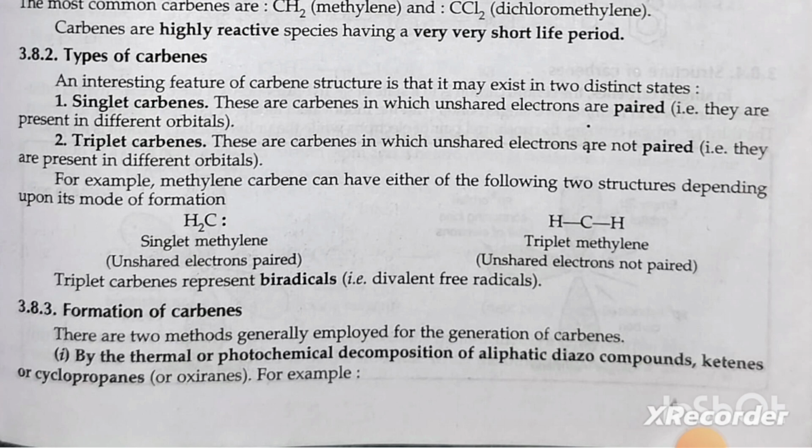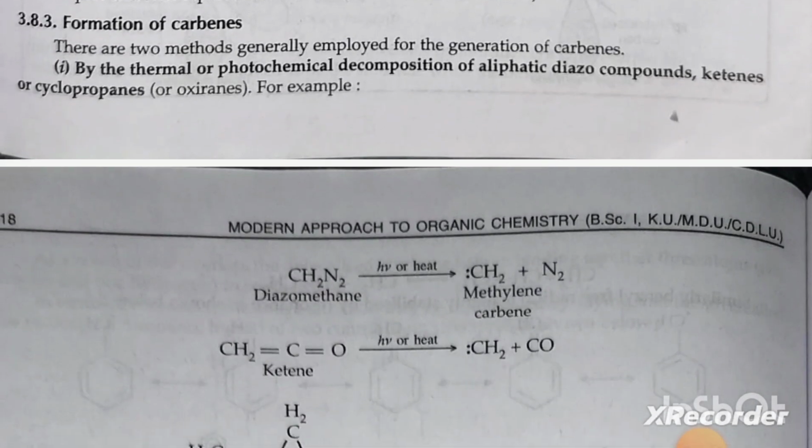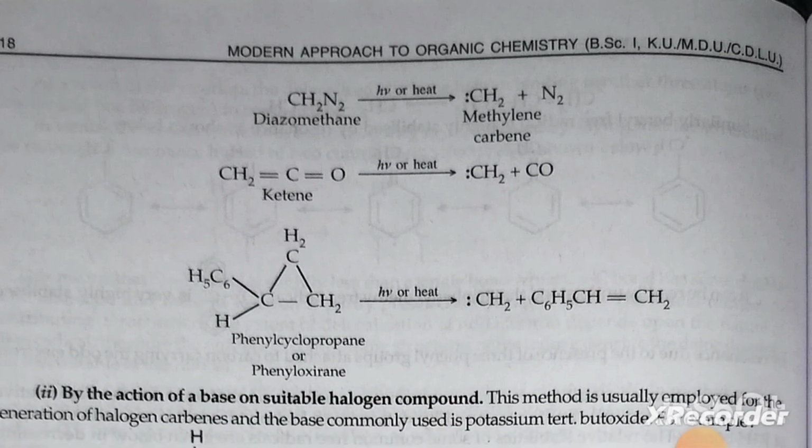Third, formation of carbenes. There are two methods generally employed for the generation of carbene. First, by the thermal or photochemical decomposition of aliphatic diazo compounds, ketenes, cyclopropanes or oxirenes. For example, diazomethane in the presence of light or heat gives rise to methylene carbene plus N2. Ketene in the presence of light or heat gives rise to CH2 carbene plus CO. Phenyl cyclopropane or phenyl oxirene in the presence of heat or light gives rise to CH2 double bond C6H5CH double bond CH2 carbene.